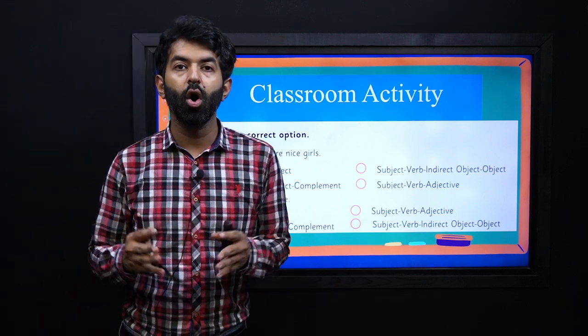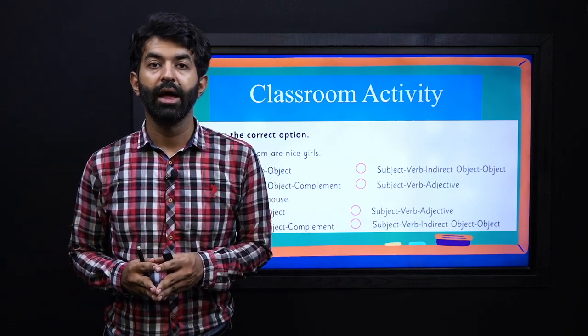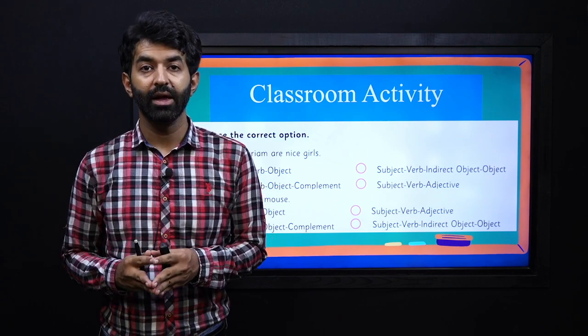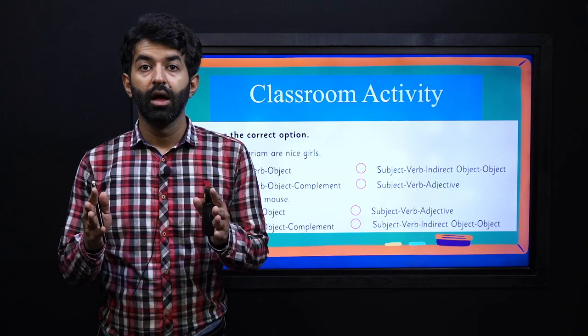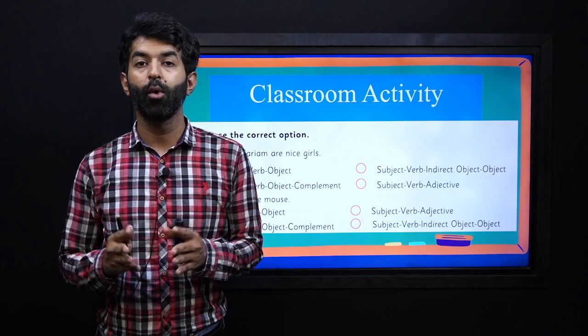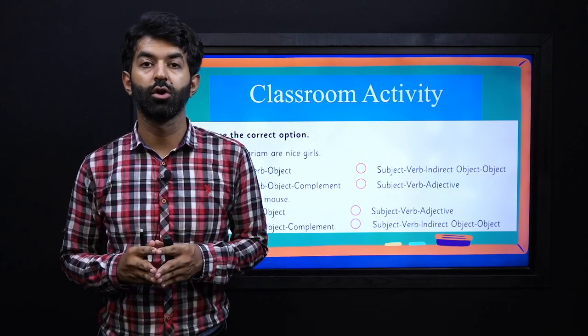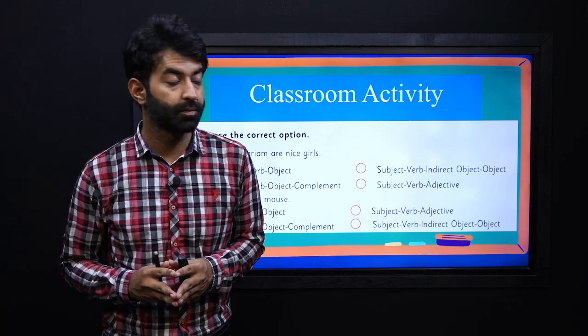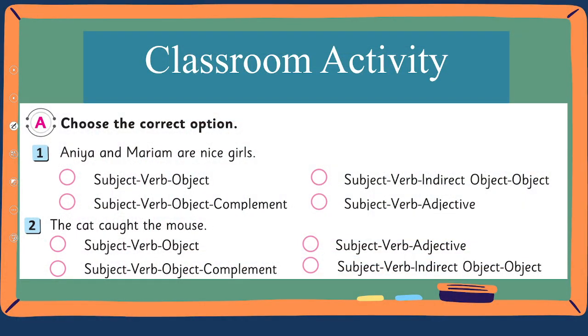Students, we have learned all these different sentence patterns, and I hope that now you can recognize them easily. Let's do this classroom activity where I'll do the first one with you, and then by pausing the video, you have to solve these in your notebook and write the correct answers. Number 1, Anya and Mariam are nice girls. So what do we have? We have our subject and our adjective. Nice is an adjective.